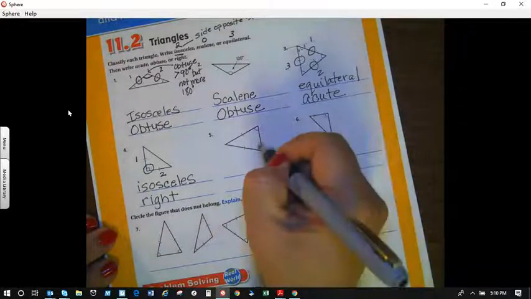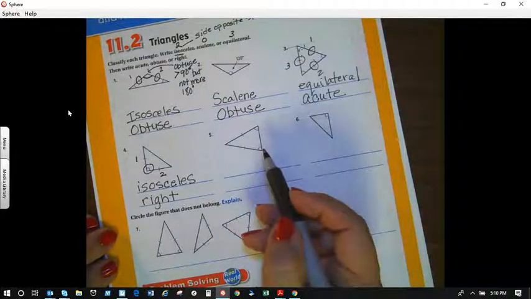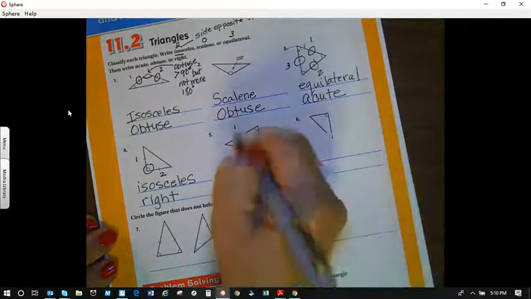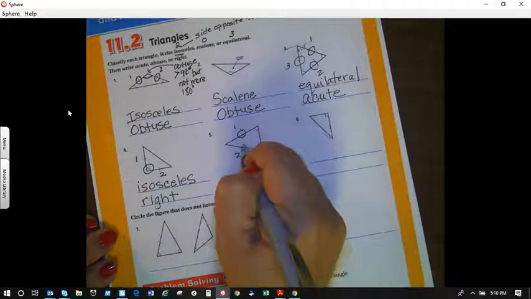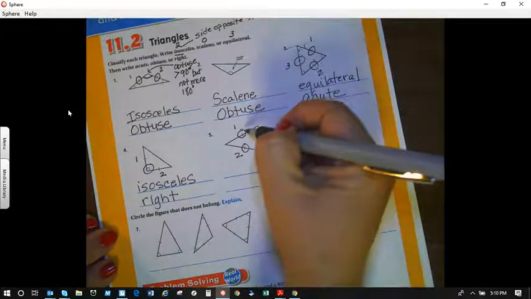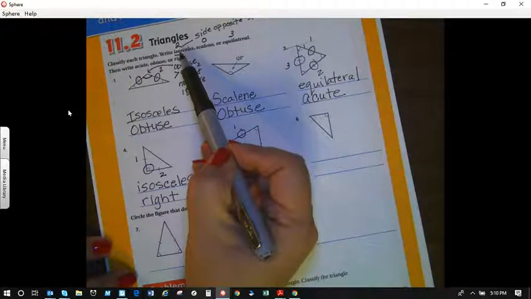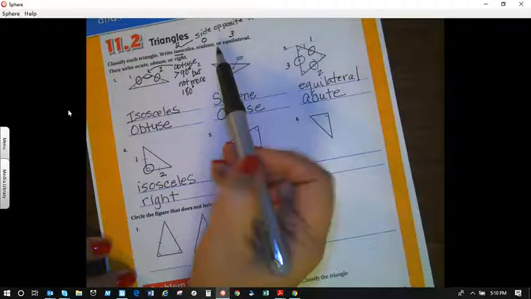I'm looking here at this one. And again, how many line segments do I have that are together? I have 2. This tells me that one line segment is equal to the other. So I have 2 that are equal in size. So which one would it be that has 2? Okay, it's going to be the isosceles.